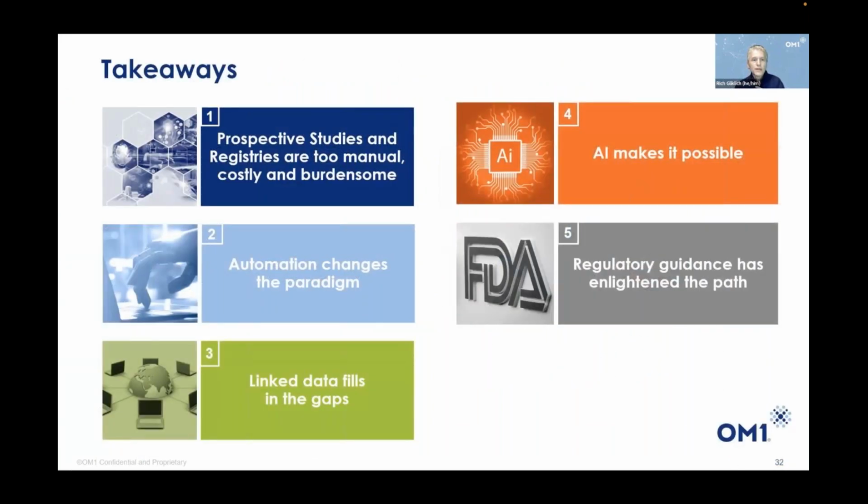Takeaways I hope you bring from this discussion are that prospective studies and registries are too manual, costly, and burdensome, and they don't need to be. They've been that way since the 1990s, and the technology today is better than that. And that automation changes the paradigm, enables us to have passive data collection, limit active data collection to just what's needed, improve site satisfaction, dramatically reduce the cost of these studies and registries.